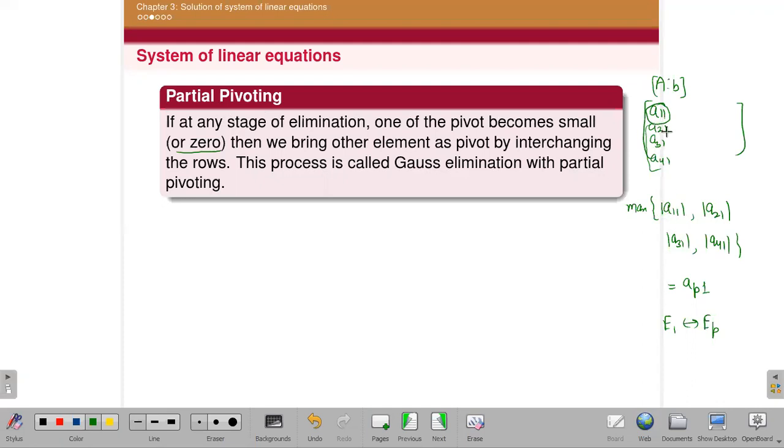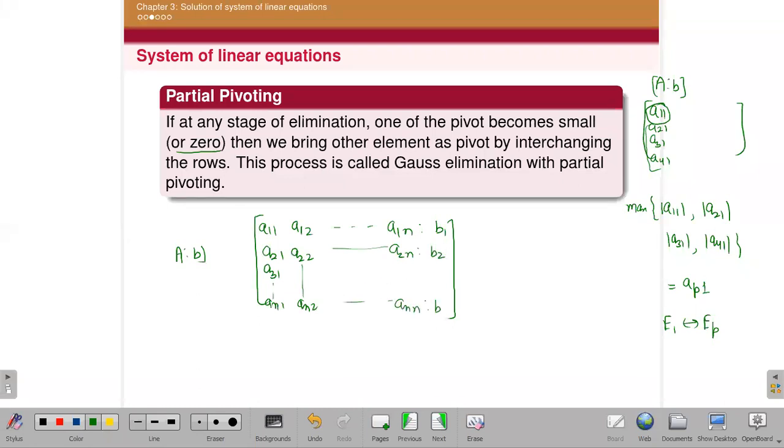Meaning at each step you have to use this procedure. Suppose first of all, we have A is to B. Suppose we have A1 and B1, A22. So our aim is to reduce this, to make these elements 0.